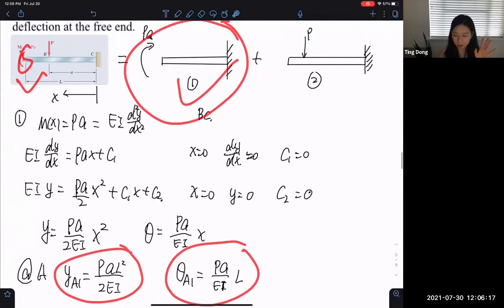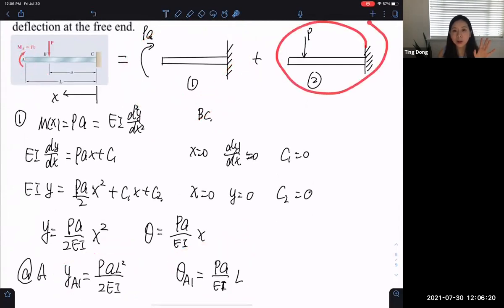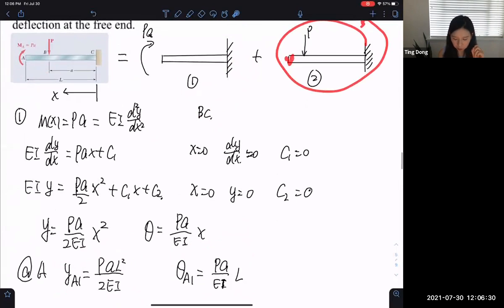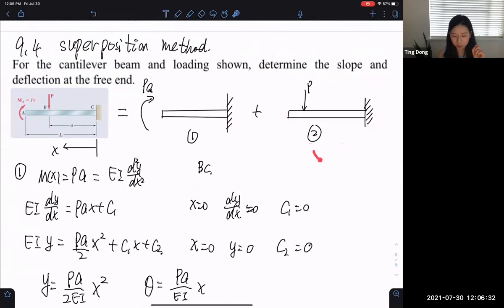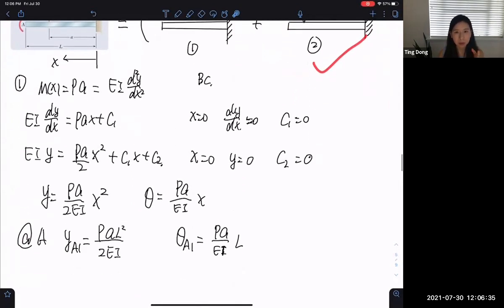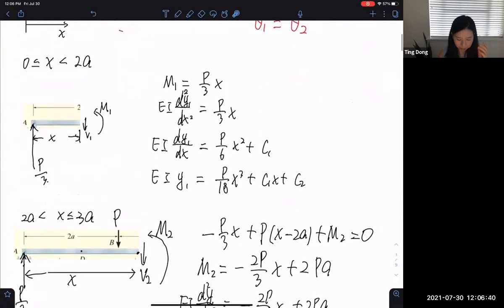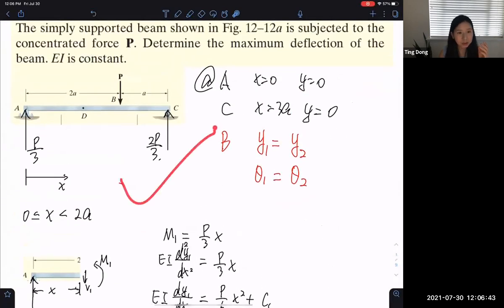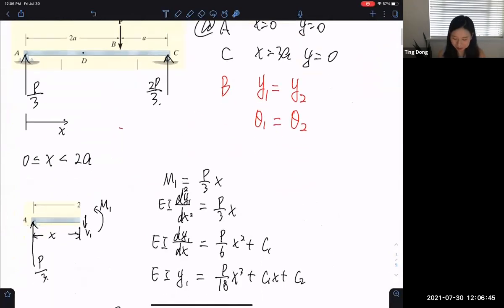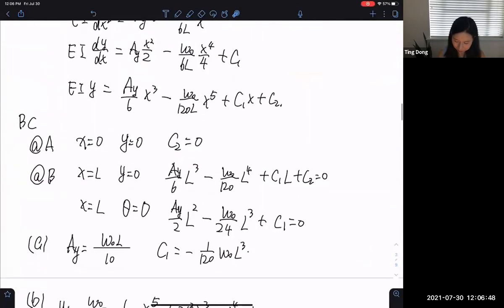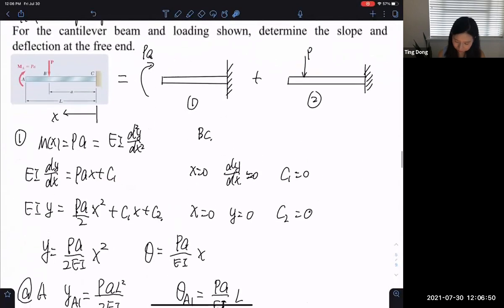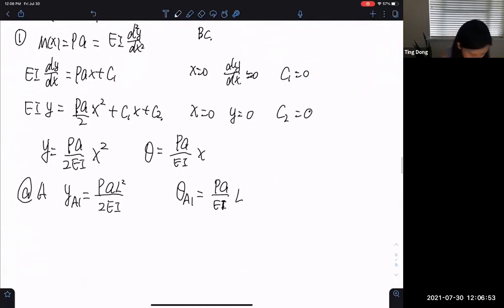The second one is if we only have the concentrated force P applied on the beam, what is the deflection and the slope at point A? And then we add these two together. This one is a little bit more complicated. I would say for this problem, it does not make things easier because you still need to separate. We consider it an alternative method, something we need to know, but I don't think it makes things easier.